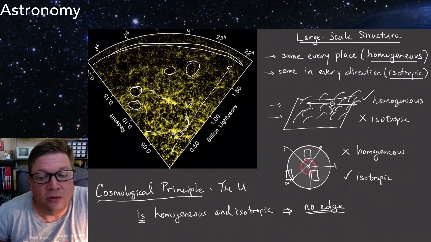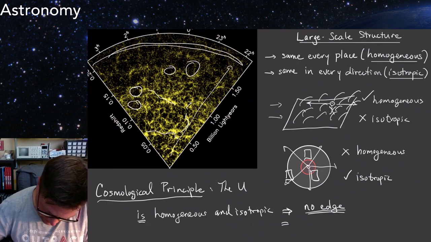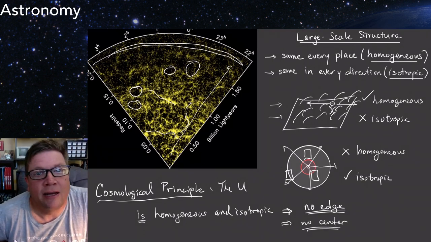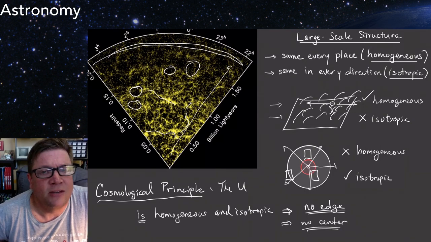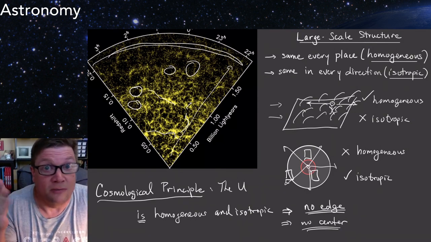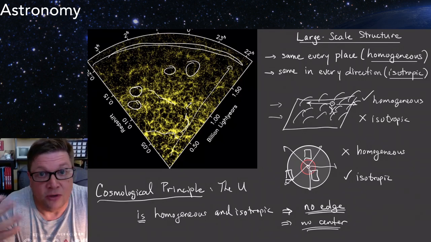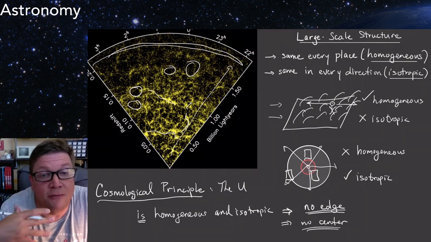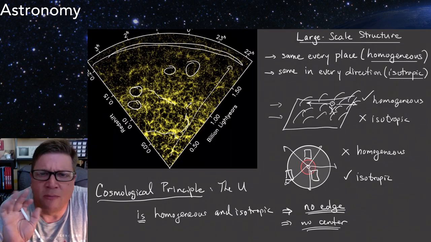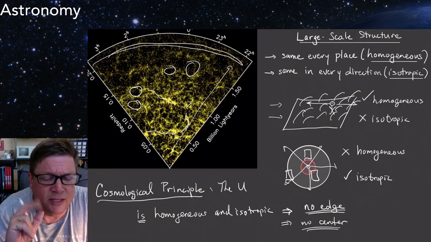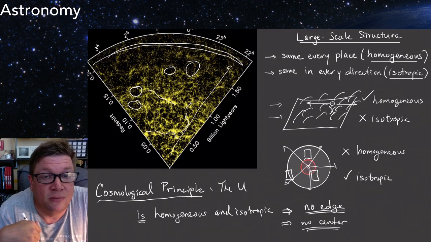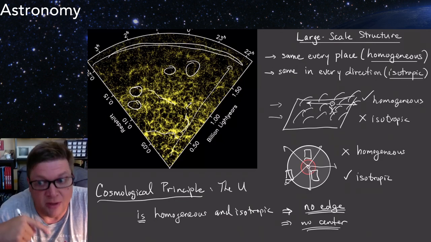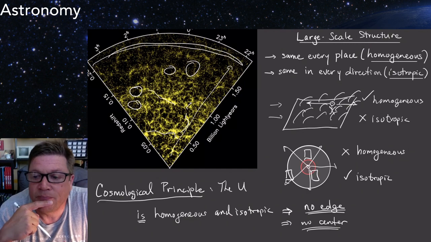And if there's no edge, guess what that means? There's no center. How are you going to have a center if there's no edge? Because how do you define the center? The center is the same distance away from the edges. So if there's no edges, there's no center. No one can say that they're the center. Or everyone can say that they're the center. Okay, we'll come back to this, but I'm just putting this out there. This is a powerful statement: if the universe obeys the cosmological principle, if it's homogeneous and isotropic, there's no edge, no center.